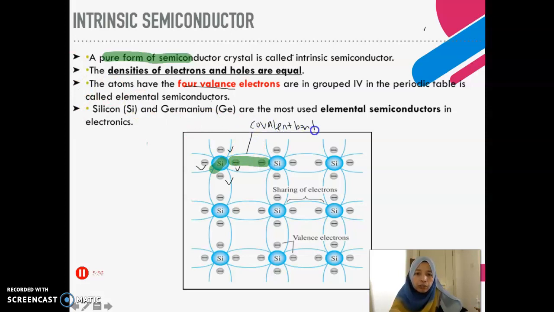So its covalent bond is very strong, so it shares the electron between 2 atoms. So what is the example of intrinsic semiconductor? We have from the group 4, we have silicon and germanium. We call this one elemental semiconductor. So the density of electron and holes for intrinsic semiconductor, for example, silicon and germanium, are equal. So this is a pure form of semiconductor.